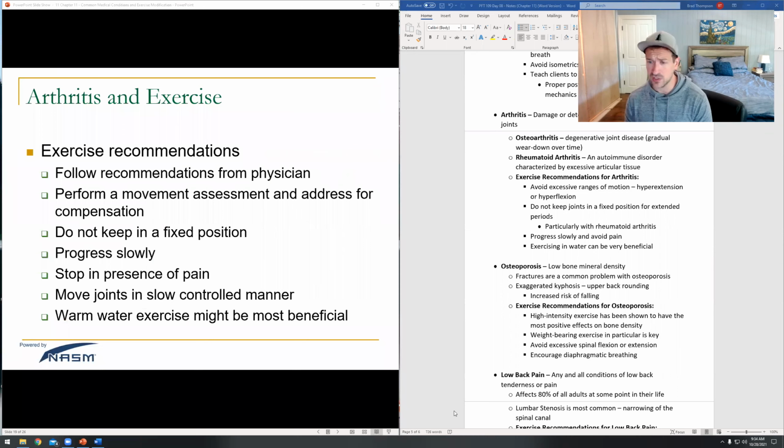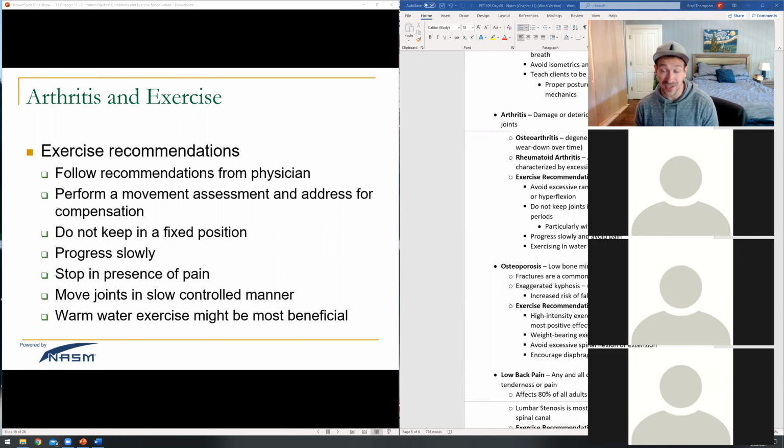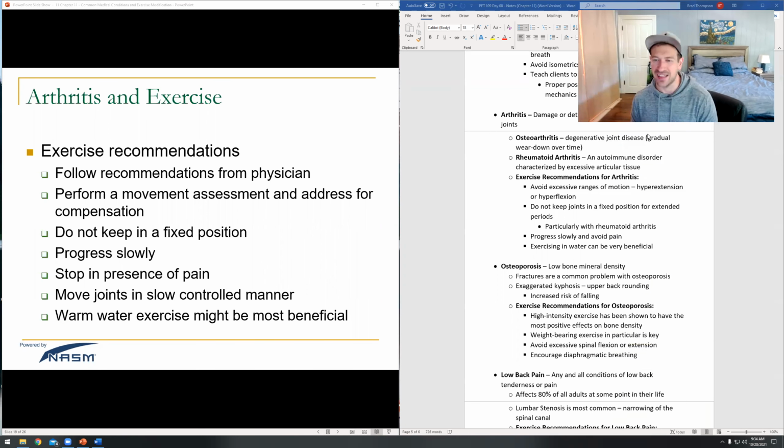Avoid excessive ranges of motion. If you have your client locking out their joints, that's not a very good habit to be in with clients who have arthritis. And here's what sucks about that: clients who have arthritis are the ones who like to lock out their joints. You start to think, okay, you've been living 50, 60 years hyperextending your joints consistently every single day. That starts to paint a picture of why you might be dealing with arthritis, so definitely watch for things like that.